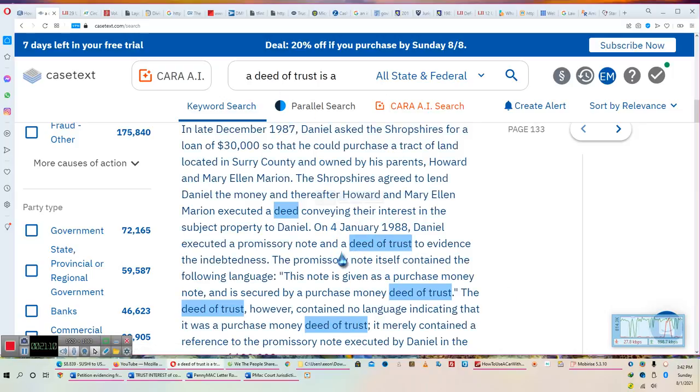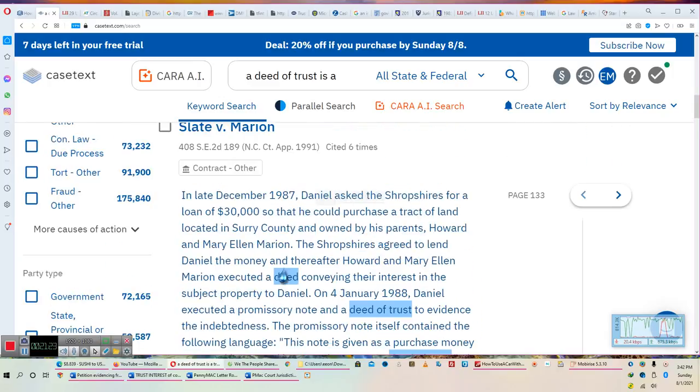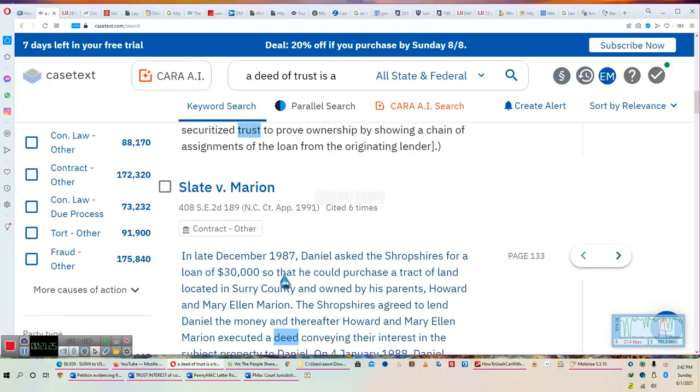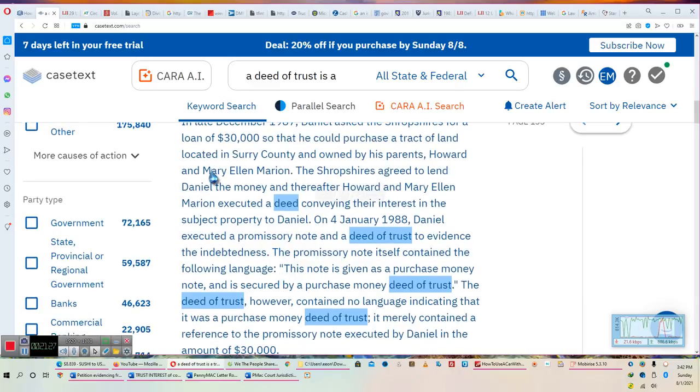Okay, a deed of trust to evidence the indebtedness. On January 4th, 1988, Daniel executed a promissory note and a deed of trust to evidence indebtedness. He must have been in bankruptcy. County and owned by his parents. They agreed to lend Daniel the money and thereafter executed the deed conveying their interest in the subject property to Daniel. And then Daniel evidenced the promissory note and the deed of trust as evidence of indebtedness.